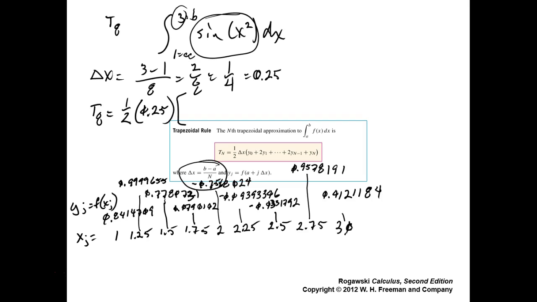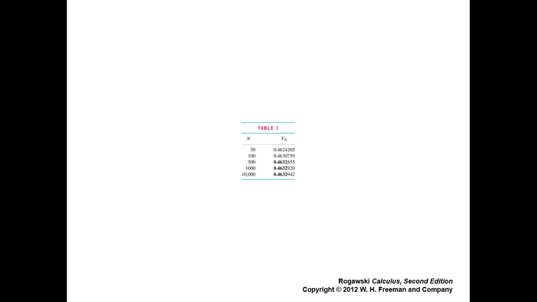Now, that's the trapezoid rule. Now, what we're going to introduce next, well, okay, that gave you T8. I'm going to write this on here. When N is equal to 8, your T sub 8 was 0.4281. Okay? That's what the book said you got.